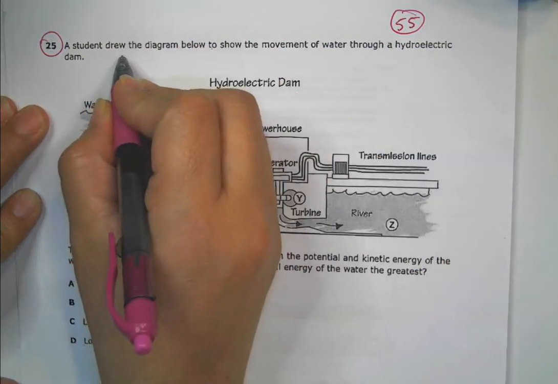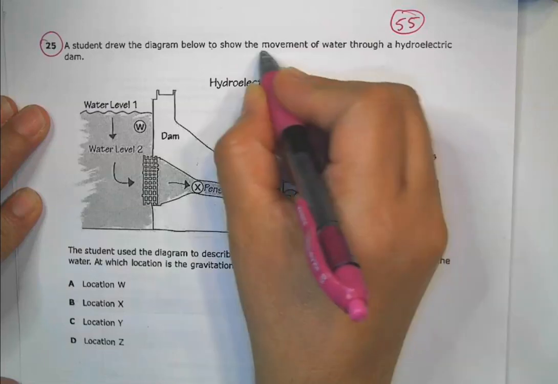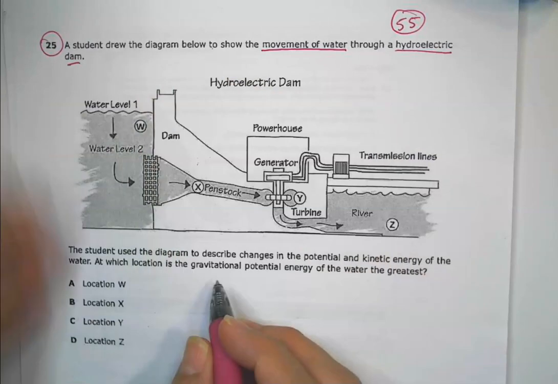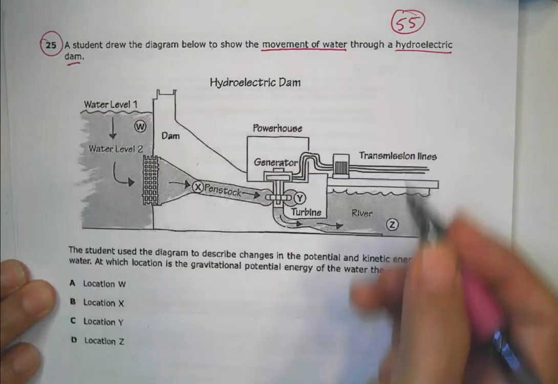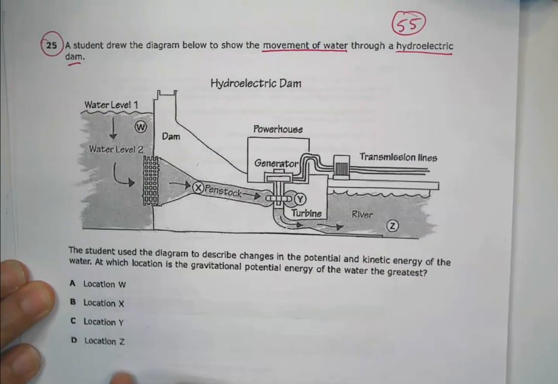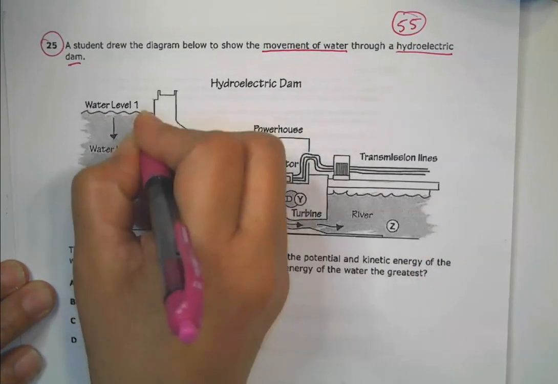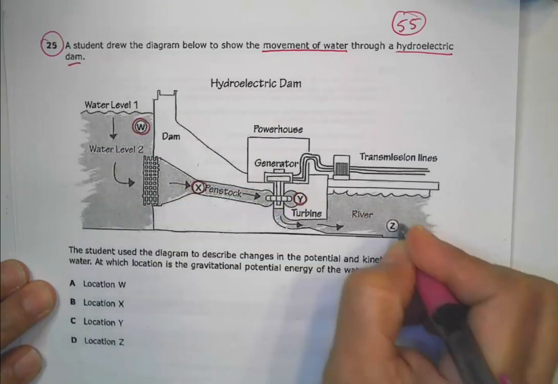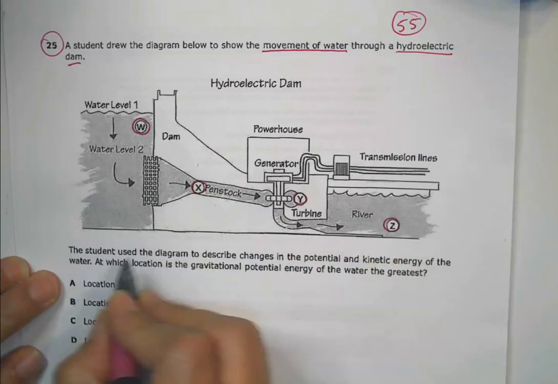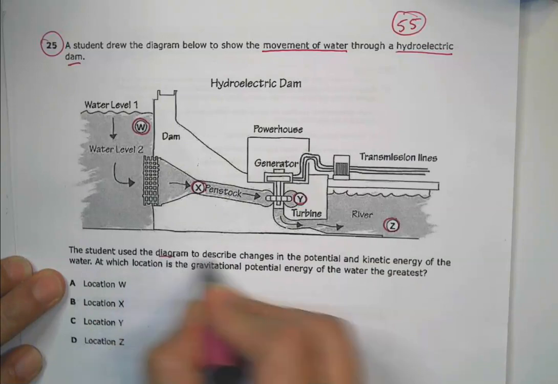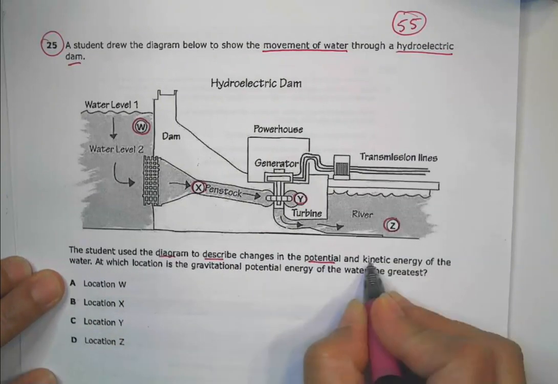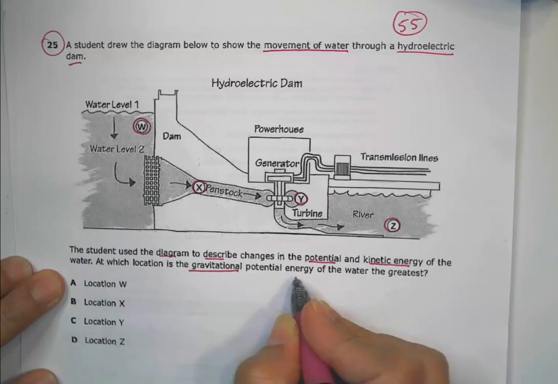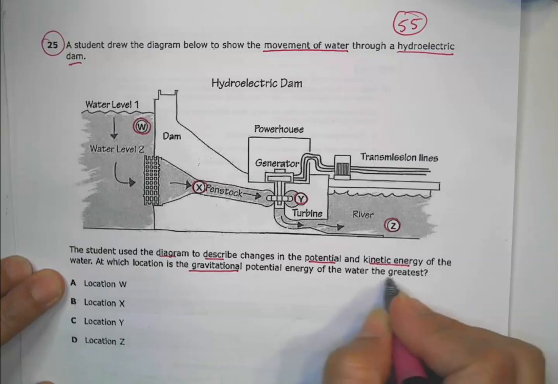It says a student drew the diagram below to show the movement of water through the hydroelectric dam. And then the possible answers right here. We're going to go with the letters of the alphabet. So they're showing position W, position X, position Y, and position Z. It says the student used the diagram to describe the changes in the potential and kinetic energy of the water. At which location is the gravitational potential energy of the water the greatest?